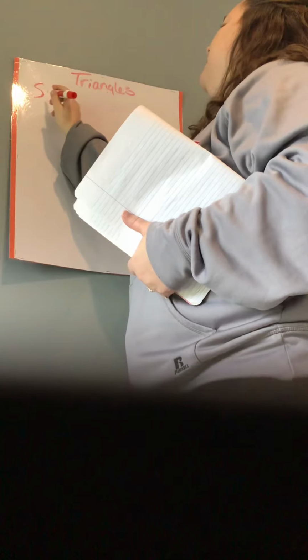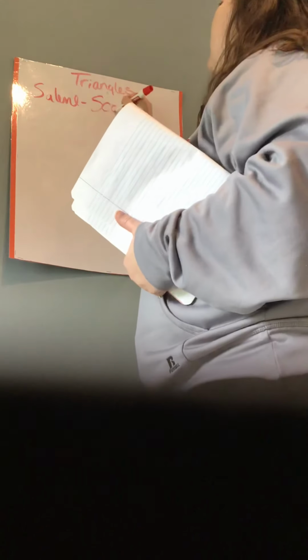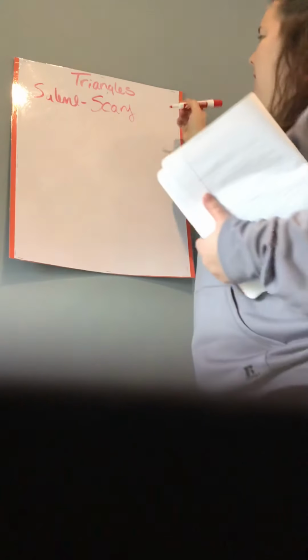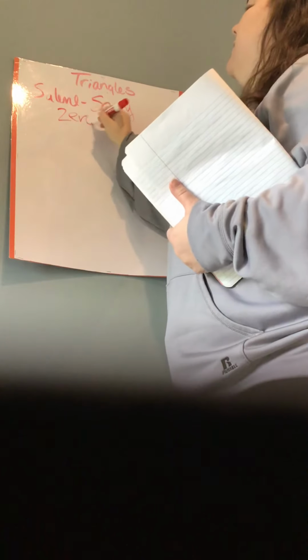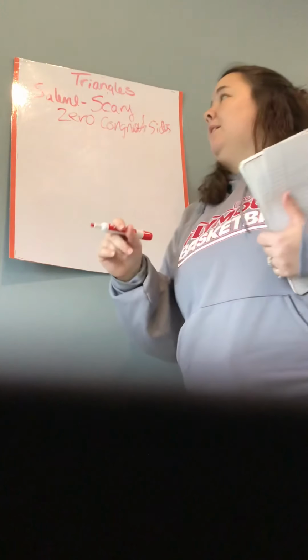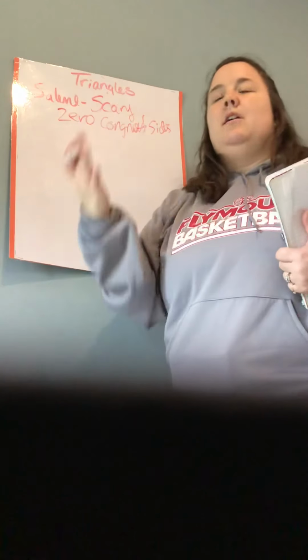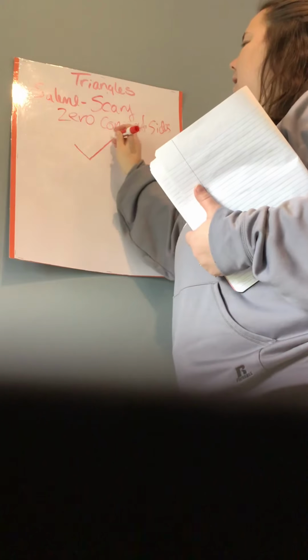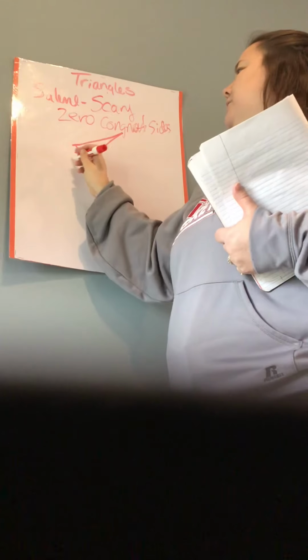We have, and this should be reviewed for all of you, Scalene. Scary Scalene has 0 congruent sides. Remember, congruent means same length. So a scary Scalene has 0 congruent sides. We have like that, like that, like that. This one would be 2, this would be 7, that one would be 8.